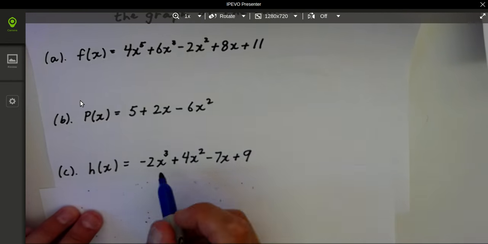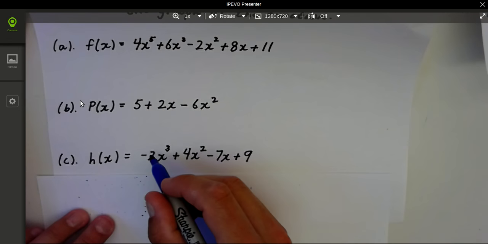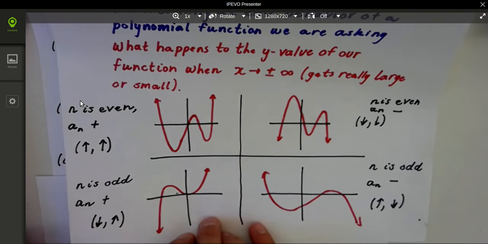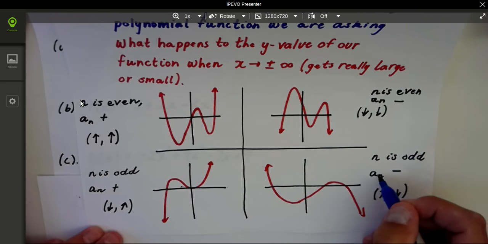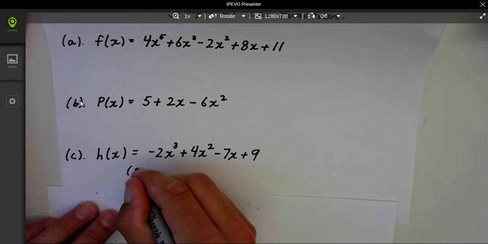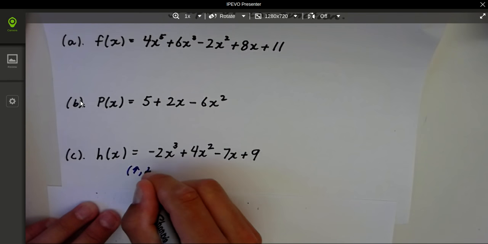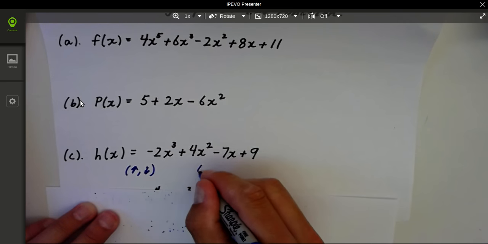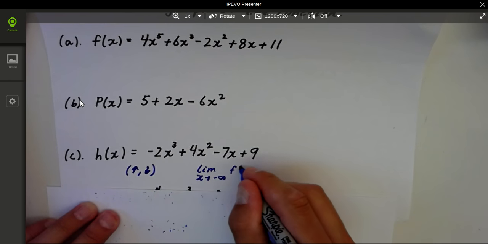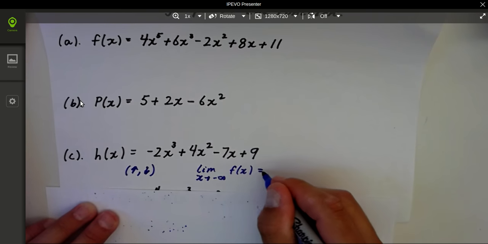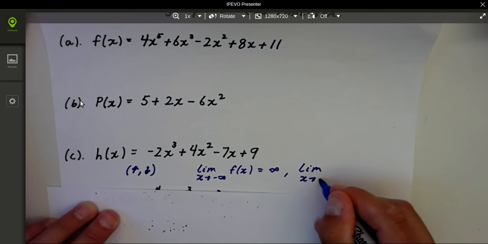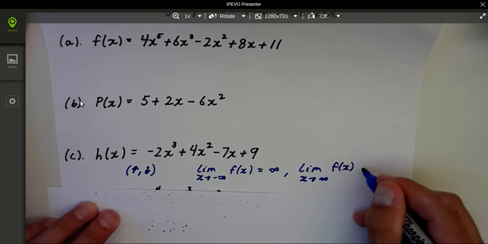So let's look at, we know that a sub n is negative, and the power is odd. So we would look at our sheet here and we say odd power, negative a sub n, it's up, down, end behavior. Okay, so we would say up, down, end behavior. So that means as the limit of x goes to negative infinity, f of x goes to positive infinity, and as the limit as x goes to positive infinity, the function goes to negative infinity.